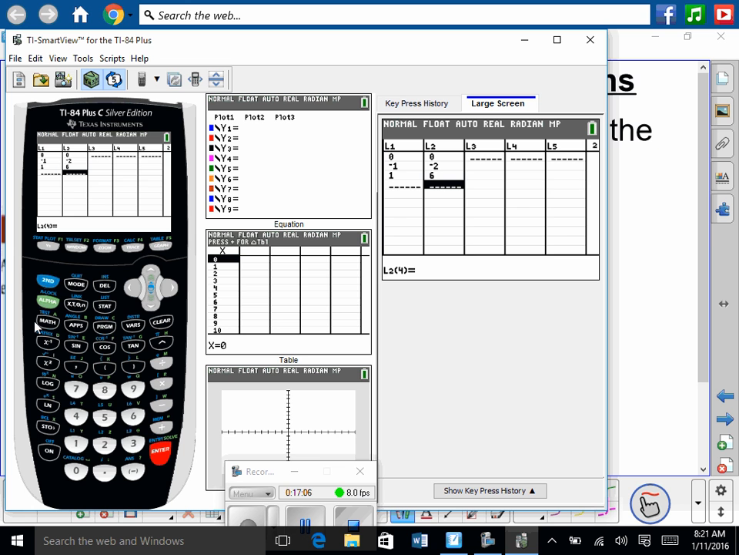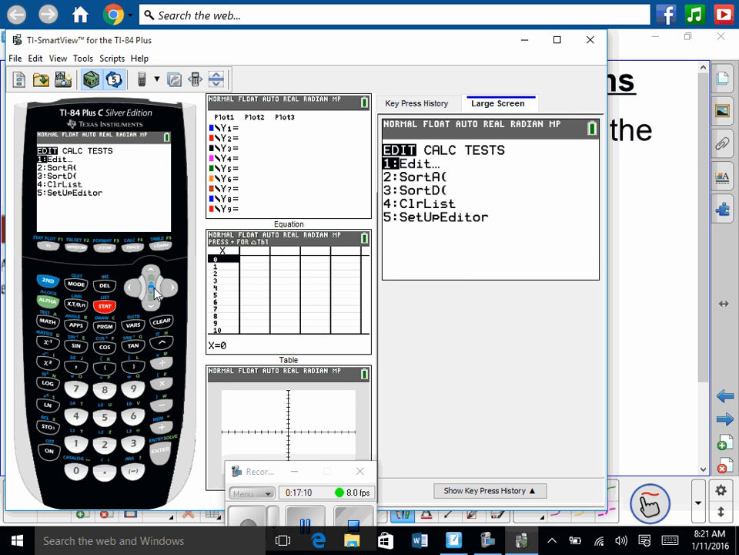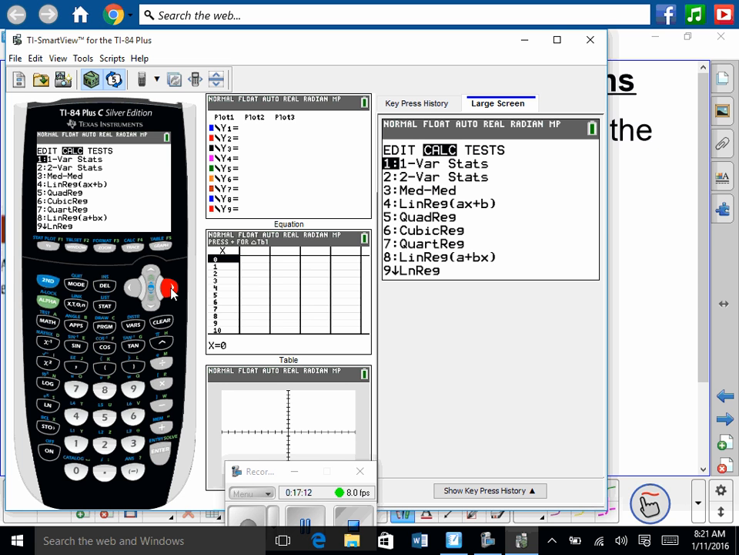So now you hit the stat key again. Now instead of being in edit, we go over to calculate. So scroll over with your arrow keys over to calculate. Now look down here. Number 5 says quadratic regression, QuadReg, which means the quadratic regression line, which simply means the quadratic polynomial. So we want it to be a quadratic because our instructions told us it was a quadratic. So we go down to quadratic, hit enter.